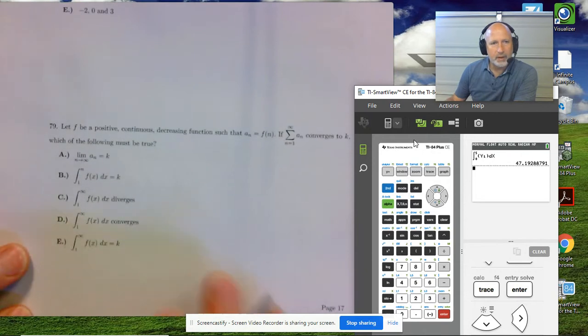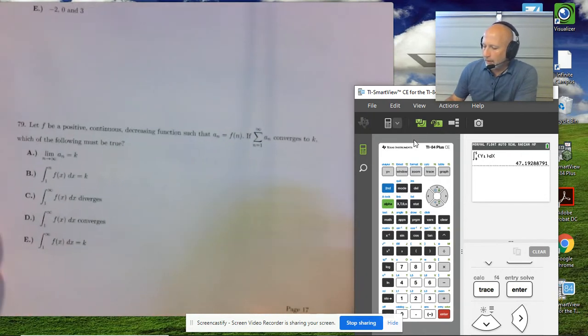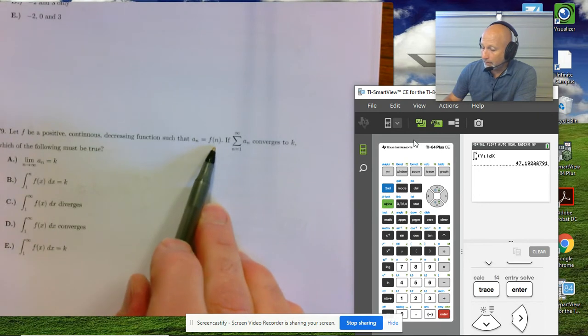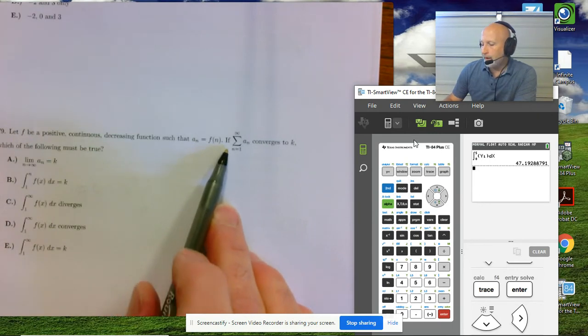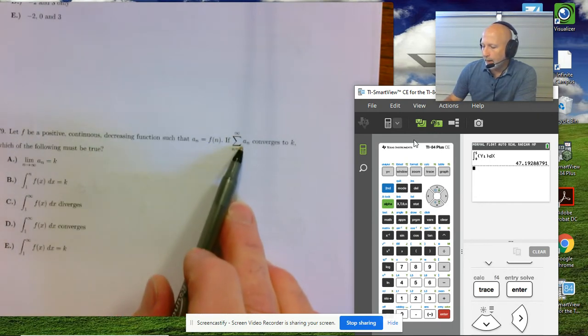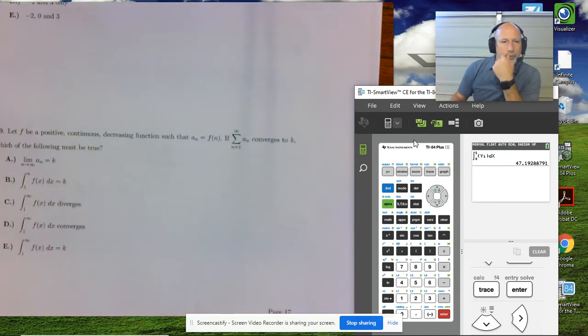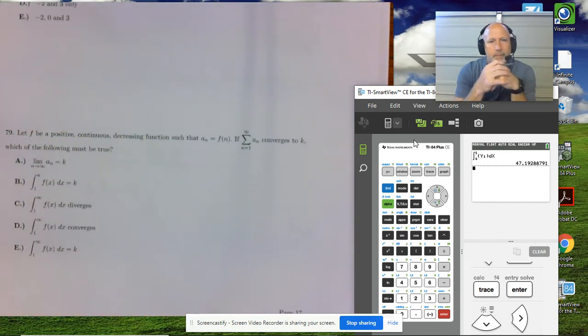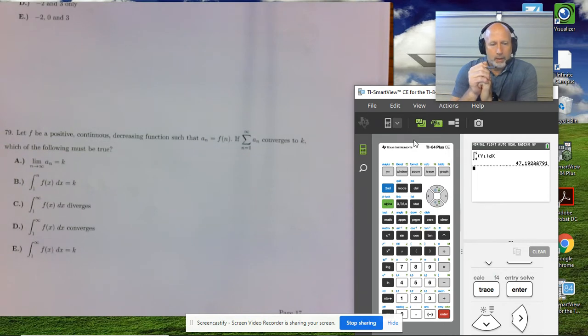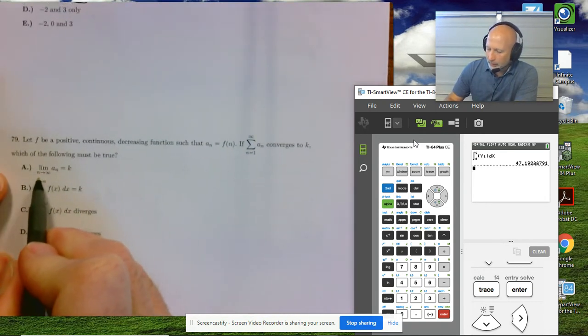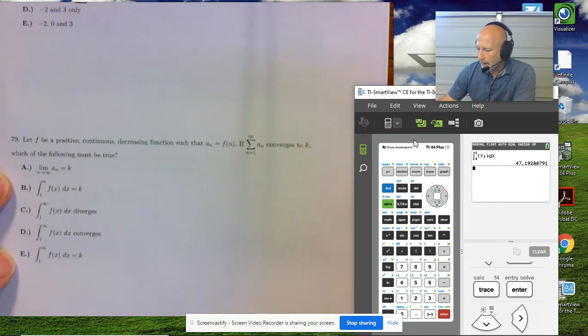Okay, number 79. Let f be a positive, continuous, decreasing function such that a of n is equal to f of n. If you have the summation from 1 to infinity of a of n and it converges to k, which of the following must also be true? Okay, so let's take a look at what these are. Okay, so you have the limit as n goes to infinity of a of n is equal to k.